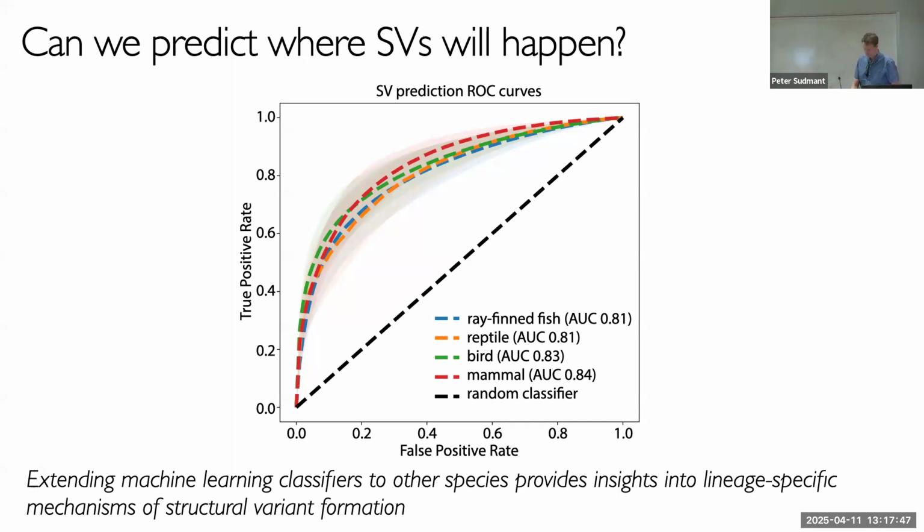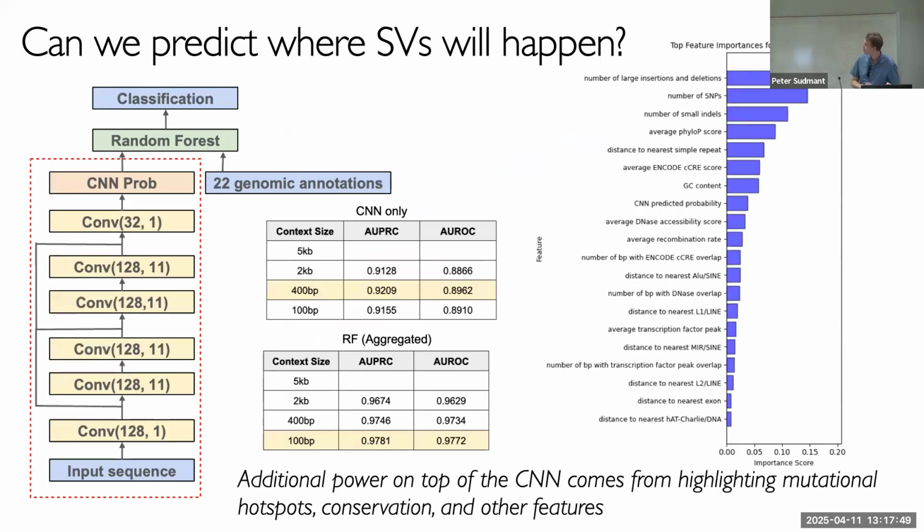Go back one slide. What about CpG islands? Yeah, that's a good point. We didn't add that as a feature. Maybe we should add that.